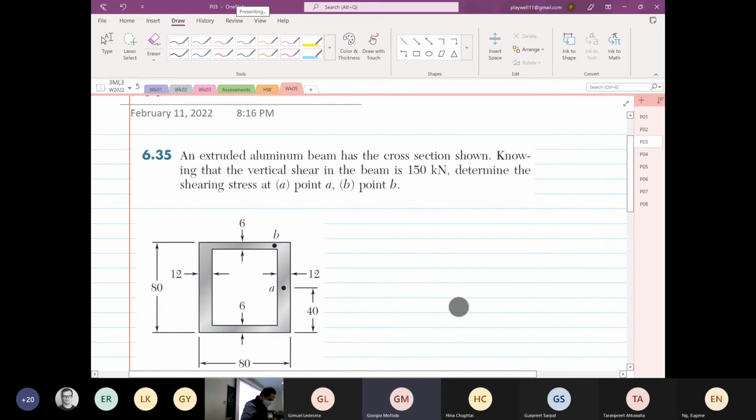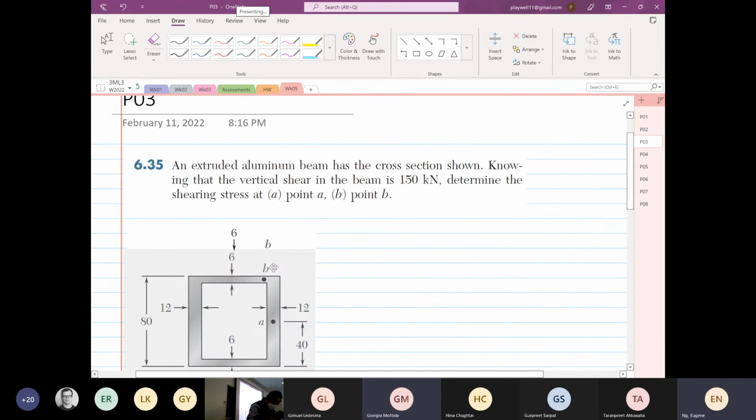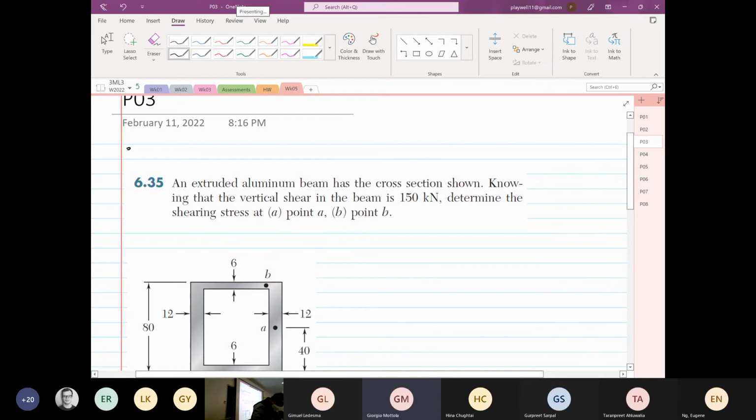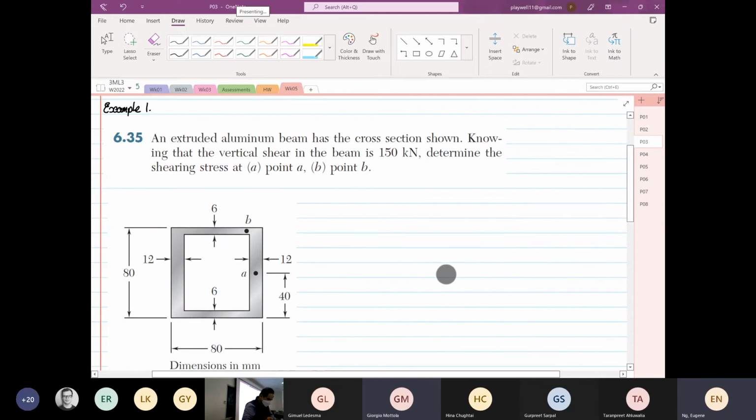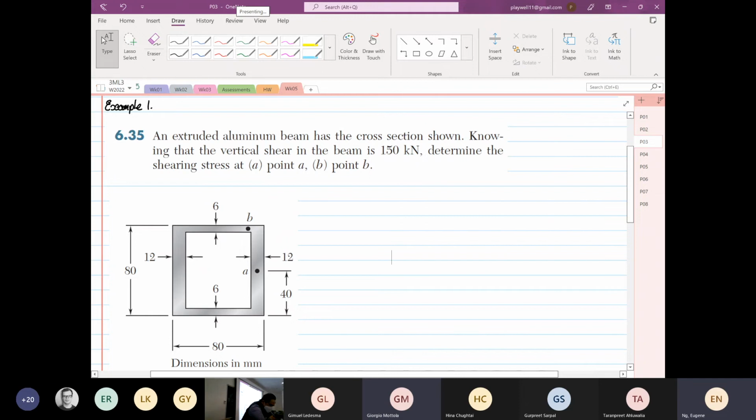So an extruded aluminum, let me write that this is example number one. An extruded aluminum has a cross section as shown. Knowing that the vertical shear in the beam is 150 kilonewton, determine the stresses at point A and determine the stresses at point B. So this is our Vy. I have our transformation. This is Y. And this is Z.